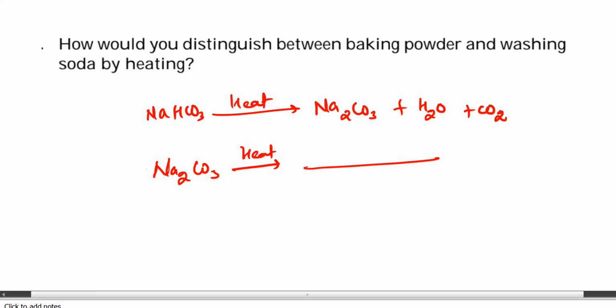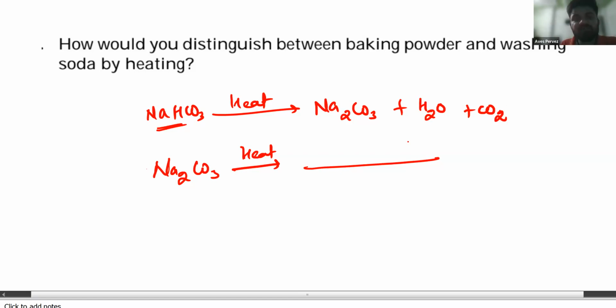So we can simply say that because it does not disintegrate, what does it mean? Tell me. It simply means that there is no elimination of carbon dioxide. So we can distinguish that when baking soda is heated, it gives you carbon dioxide, while the other does not give you carbon dioxide. Okay, got it?